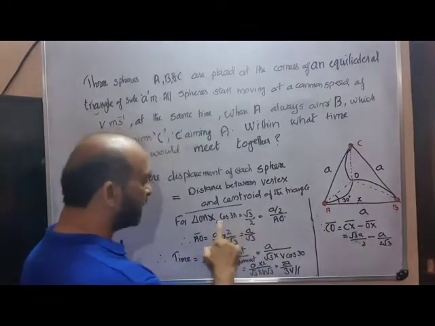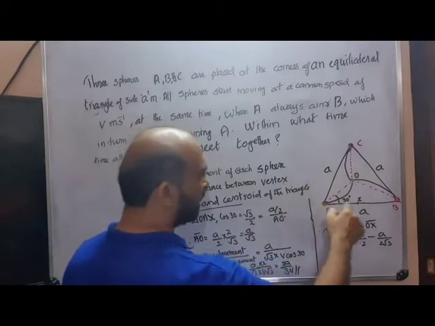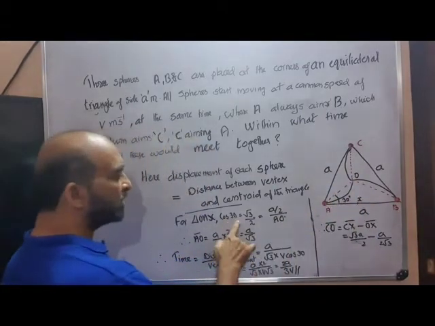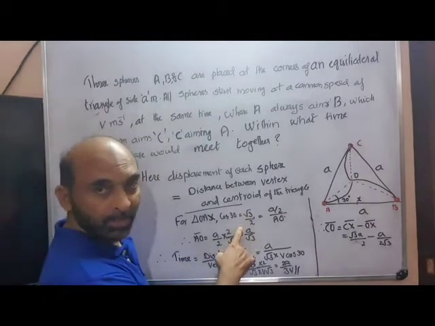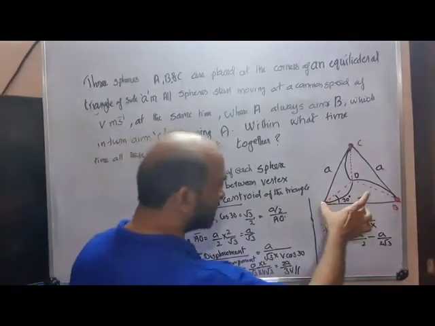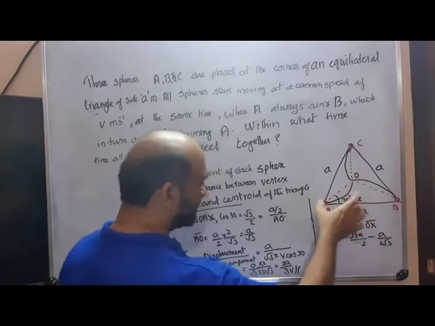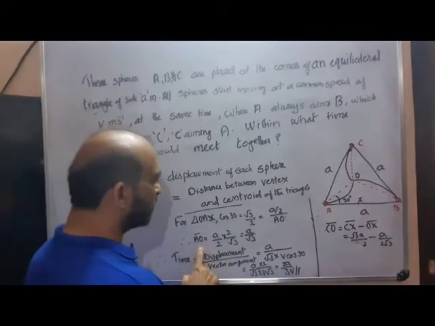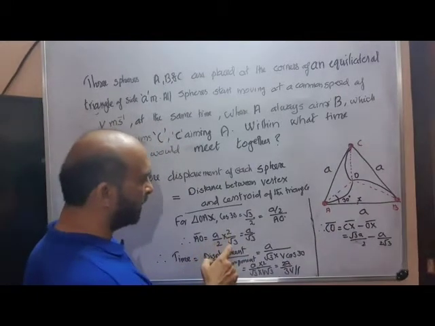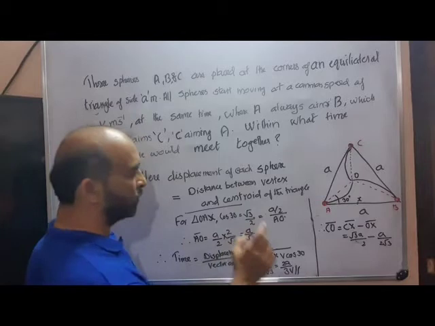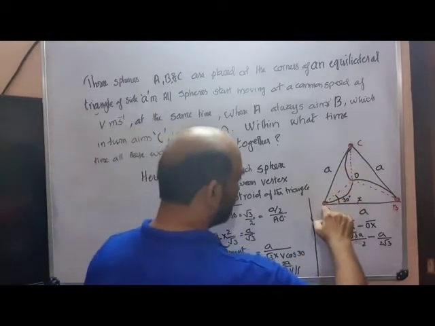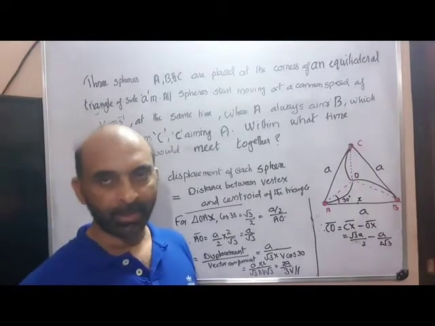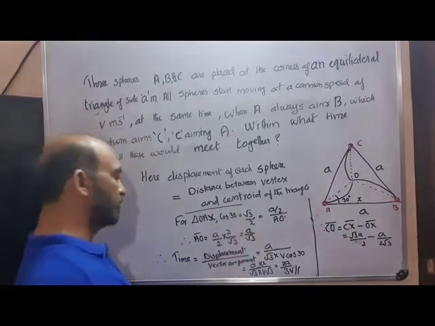So cos 30 from the triangle OAX. I have drawn that OAX. Cos 30 is root 3 by 2, which is equal to adjacent side A by 2 by hypotenuse AO. Therefore AO is equal to A by 2 into 2 by root 3. So A by root 3. So the distance from the corner to the centroid is A by root 3. Actually you can memorize that. If at all such a problem comes, you can directly use it.